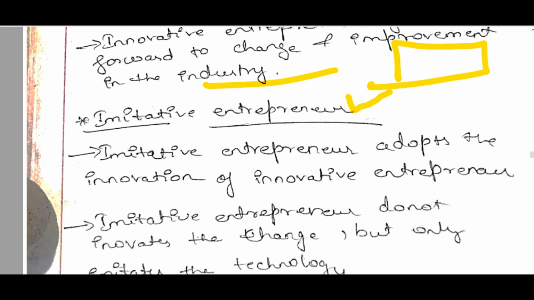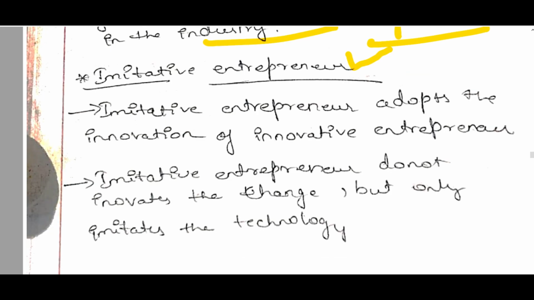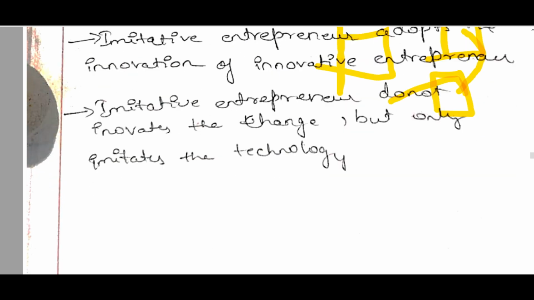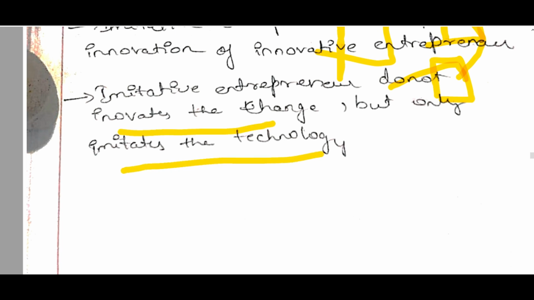Imitative entrepreneur. Imitative entrepreneur adopts the innovation of innovative entrepreneur. So when Jio launched 4G, Airtel and Vodafone copied its 4G technology. So this is imitative entrepreneur. So Airtel and Vodafone will be imitative entrepreneurs. They do not innovate anything, they only imitate the technology.